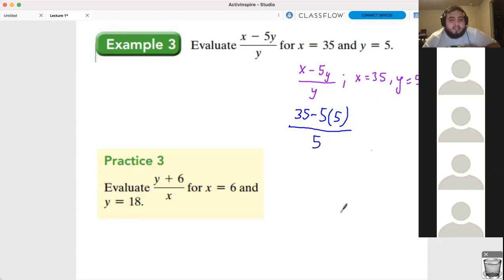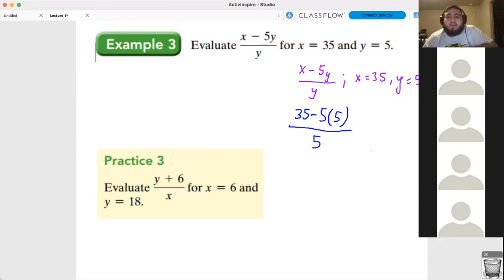Does everyone see how we plugged in x and y so far? Instead of putting parentheses, I just put times 5. How did you write times, Sarah? I just put a little dot. The dot is completely fine. It's the same thing.